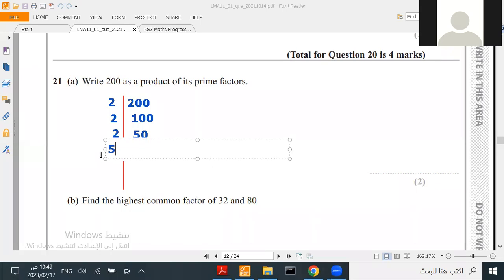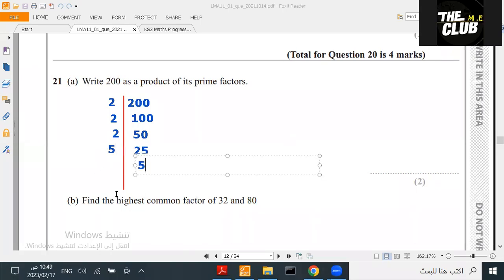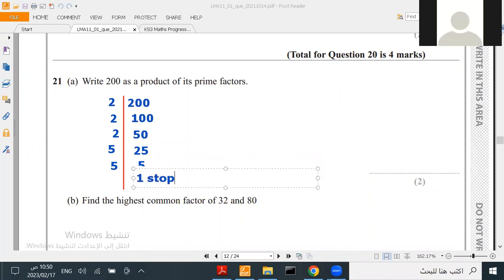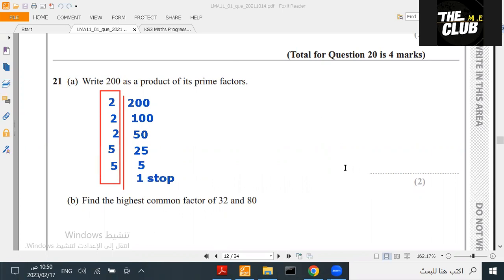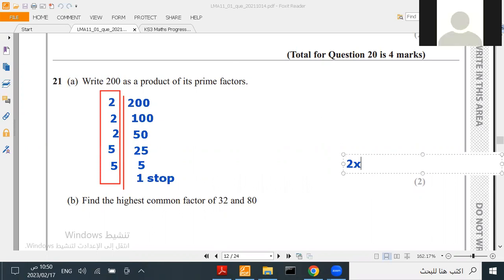And then divide by 5. It'll be 5. And then divide by 5 again. It's going to be 1. After the 1, you stop and take your answer. Right, next: 2, 2, 2, 5, 5. I want to write them next to each other like this. So 2 times 2 times 2 times 5 times 5. And this is the answer that you want, okay?